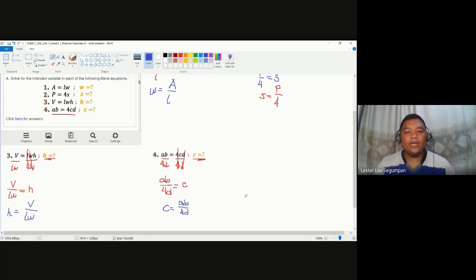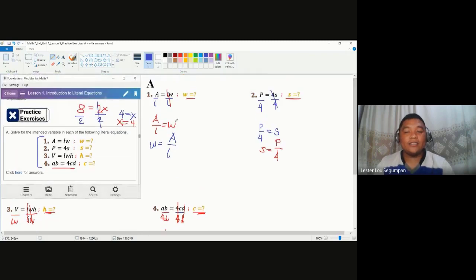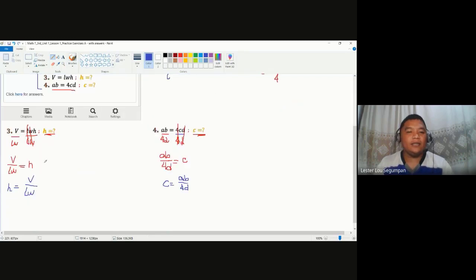So this is how we solve for the intended variables for these 4 literal equations. And notice that these 4 literal equations use the same concern, wherein on one side of the equation, the operation separating the coefficients or the variables is multiplication. It's like here, here, even here, and even in number 4, both sides enjoy the process of multiplication.